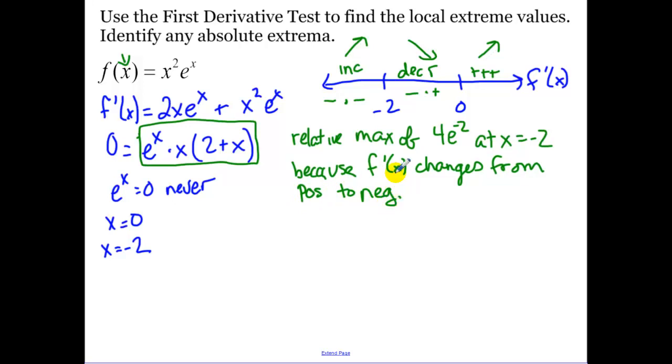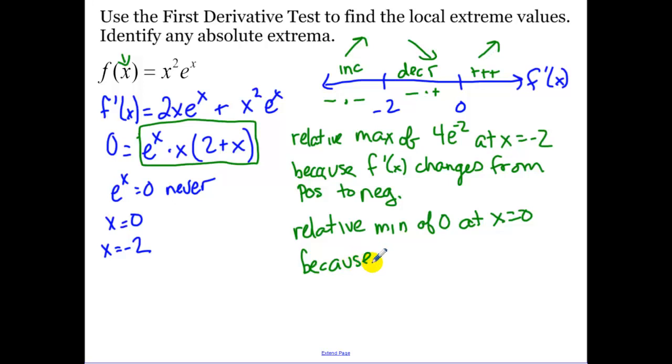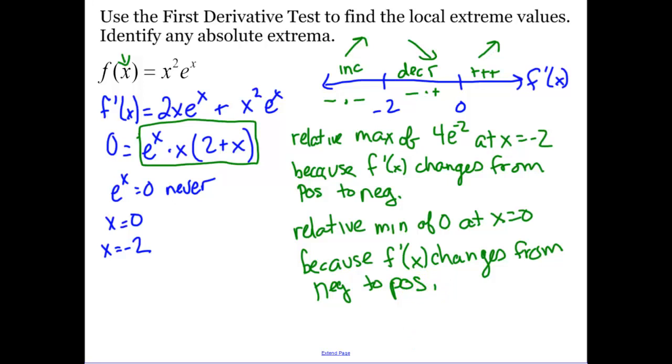Okay, now we're going to have a relative min of 0 at x equals 0 because f prime of x changes from negative to positive. Now we need to determine if any of these are absolute extrema.